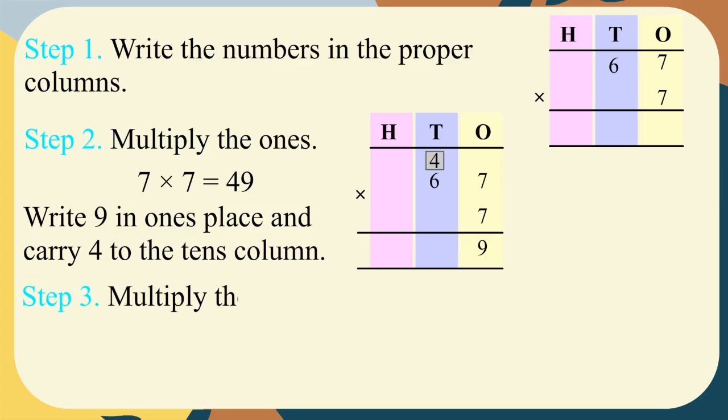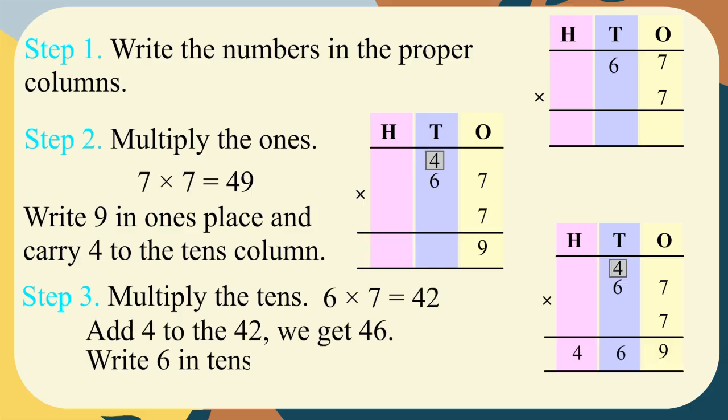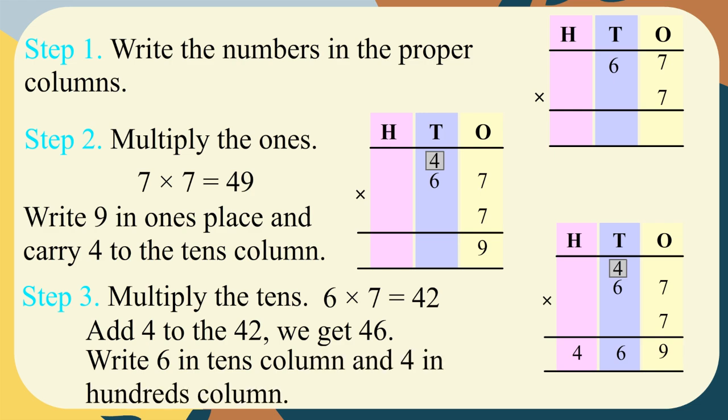Step 3. Multiply the tens. 6 multiplied by 7 is equal to 42. Add 4 to the 42. We get 46. Write 6 in tens column and 4 in hundreds column. So, 67 multiplied by 7 is equal to 469.